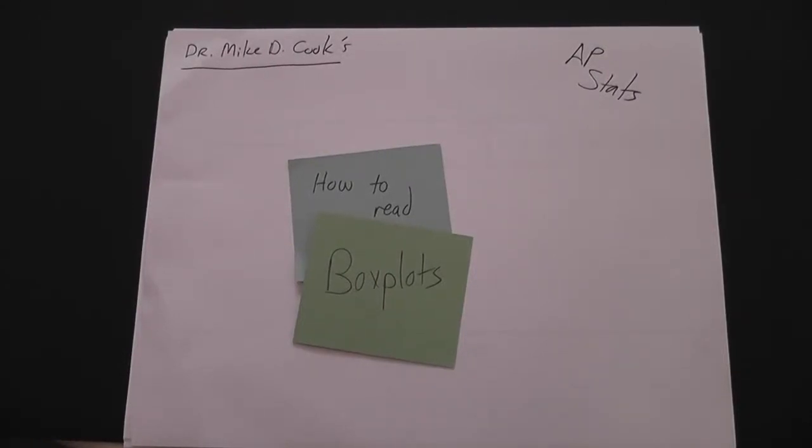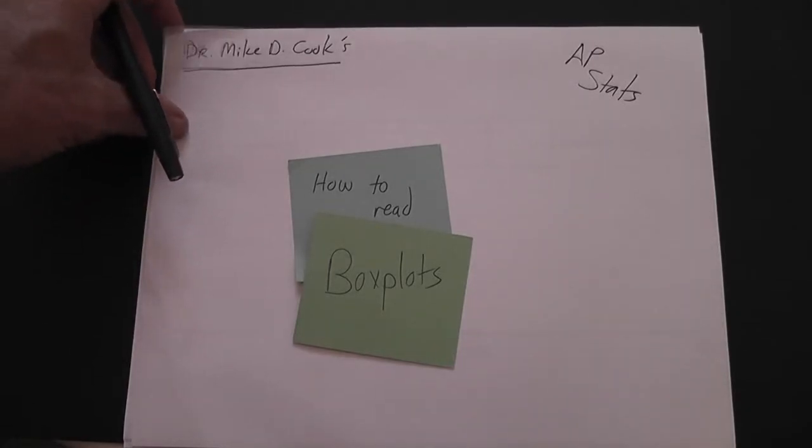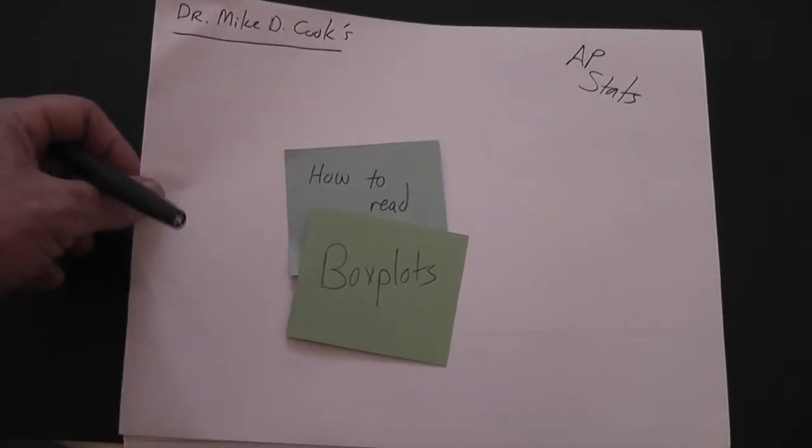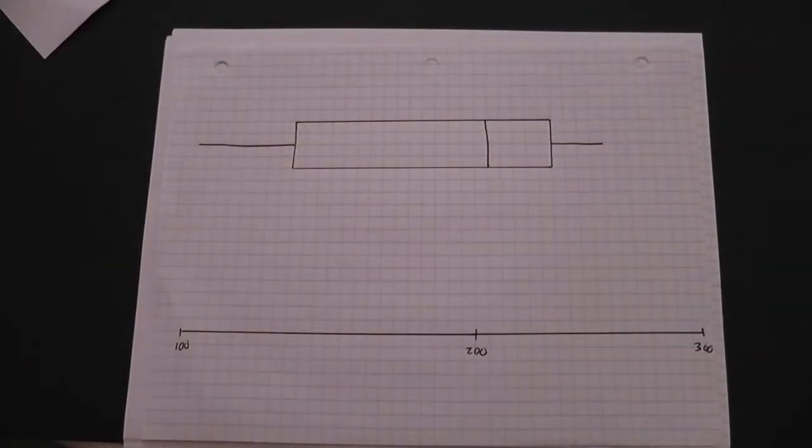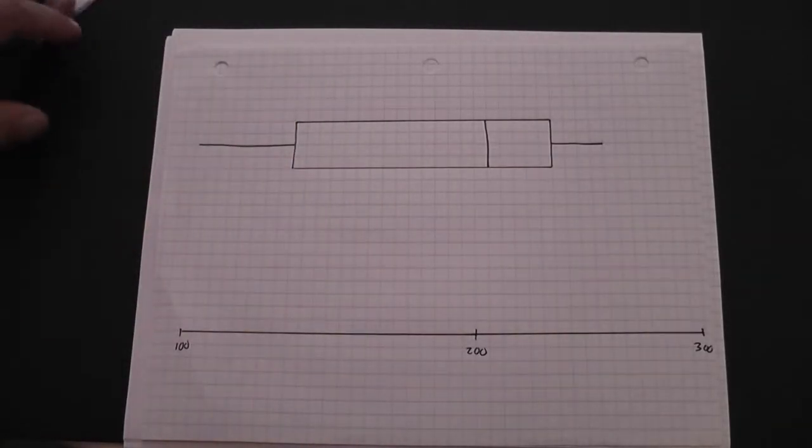In this video, we're going to look at how to read box plots. This is a really quick video, but it's important to get it right because box plots are an easy way to look at large amounts of data. So anyway, this is what a box plot is. A box plot really is just 5 numbers. And they're going to look something like this.